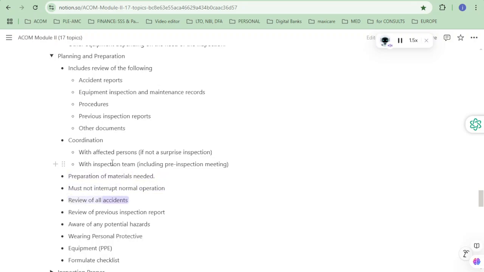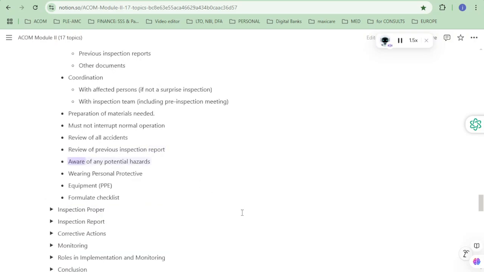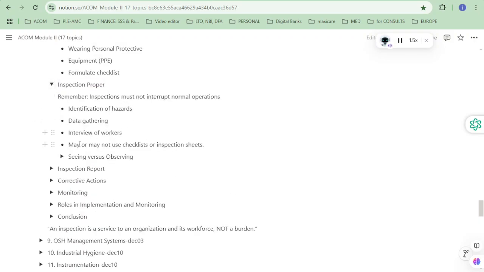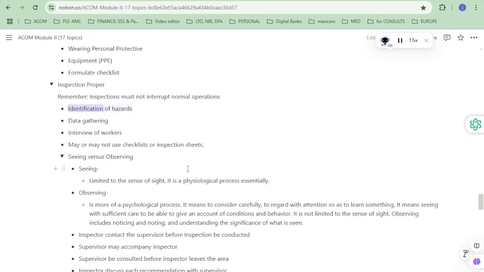Review all accidents and the previous inspection report. Be aware of any potential hazards. Wear personal protective equipment, PPE. Formulate the checklist. Inspection proper: remember, inspections must not interrupt normal operations. Identification of hazards and data gathering, including interview of workers. May or may not use checklists or inspection sheets.